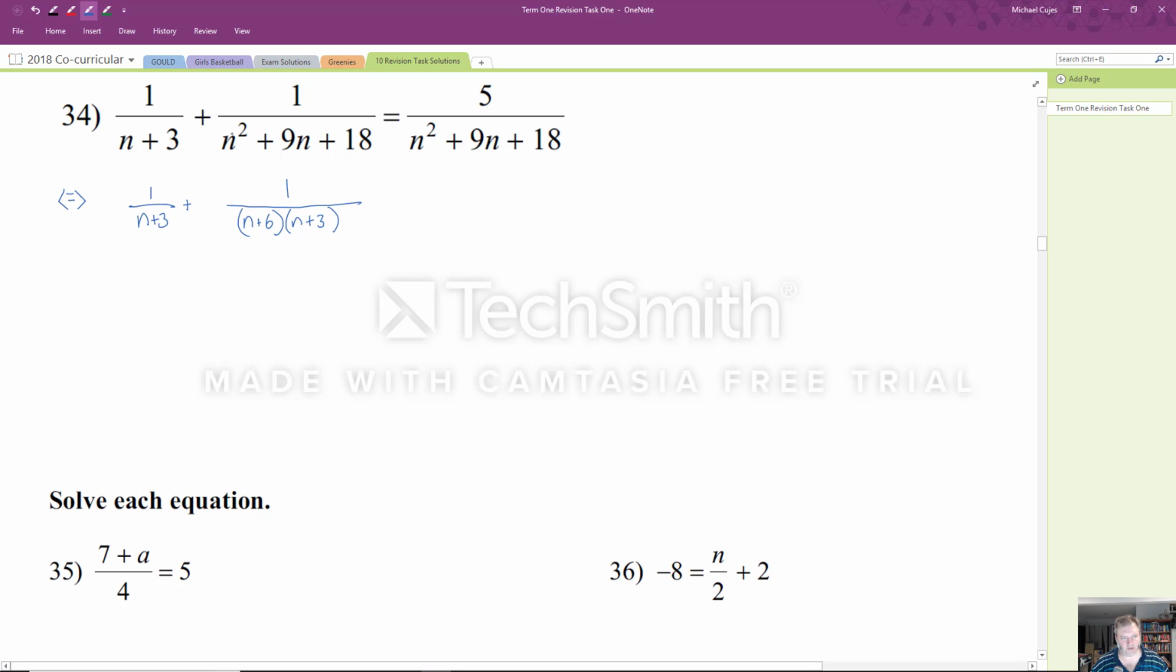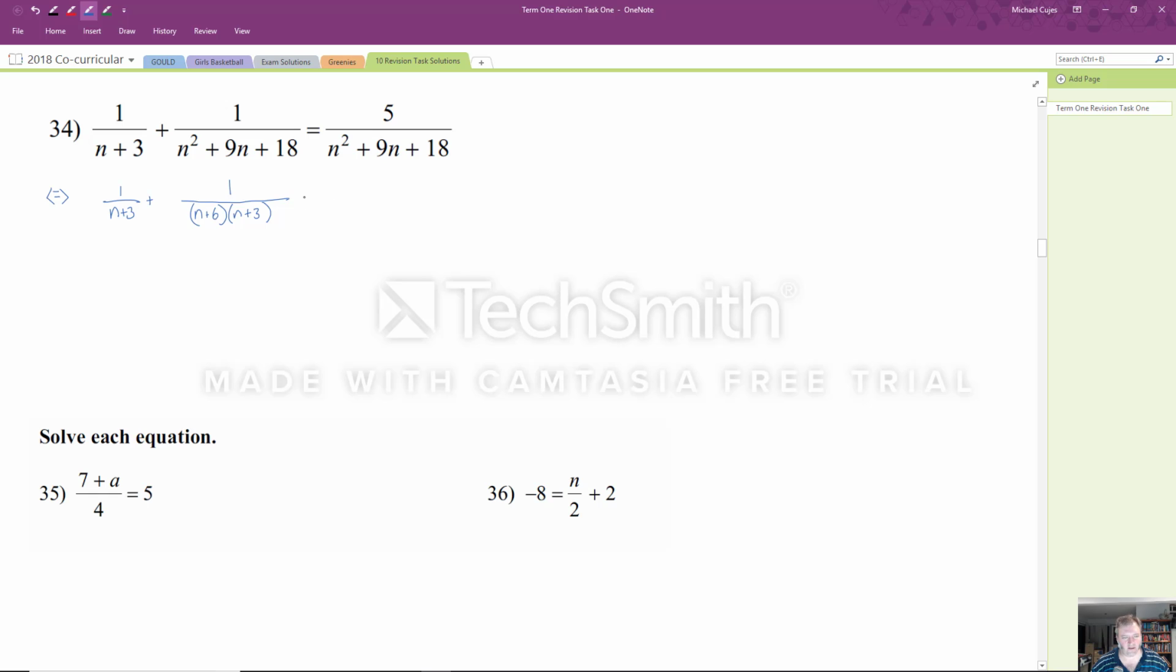n times n will give me n squared. We knew we had to have that. n times 3 is 3n, and 6 times n is 6n. Add those two together, we get the 9n. And finally, 6 times 3, that's the 18. So that worked pretty nicely. Over here on the right-hand side, well, it's the same expression, so I can just make that n plus 6, n plus 3 as well, because we know that that's the factorized form of it.